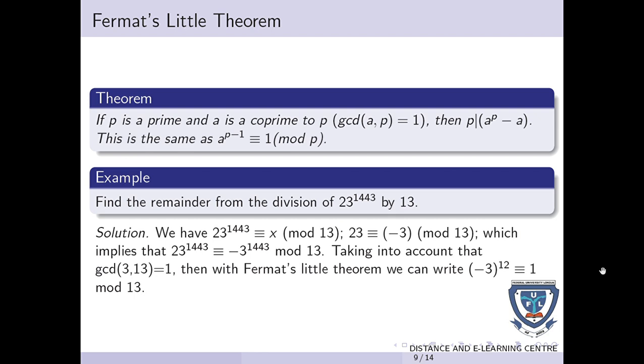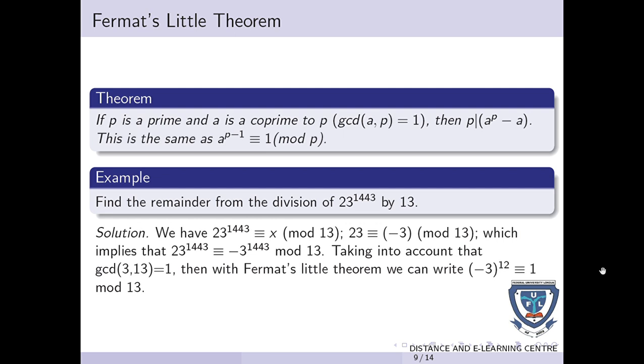The famous Fermat's little theorem. The theorem states that if p is a prime and a is coprime to p, that is, the GCD of a and p is 1, then p will divide a raised to power p minus a. This is the same as a raised to power p minus 1 being congruent to 1 modulo p. Let's see an example of how to apply that theorem.